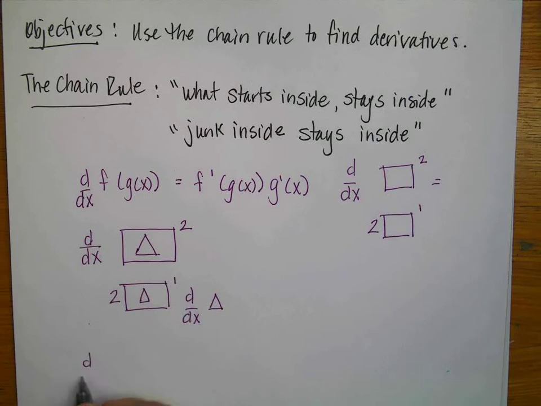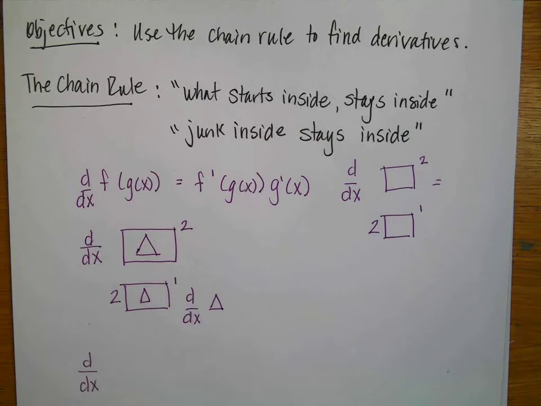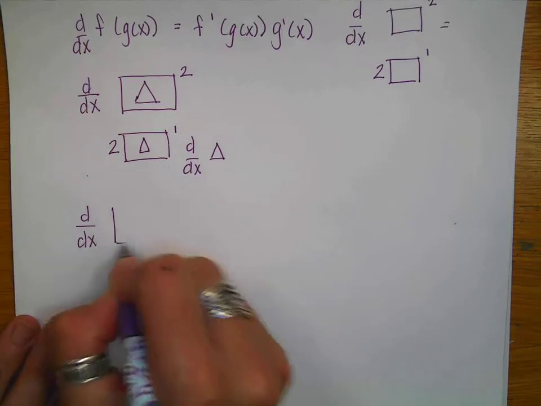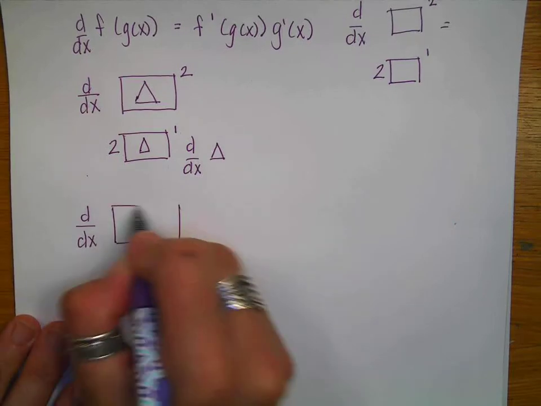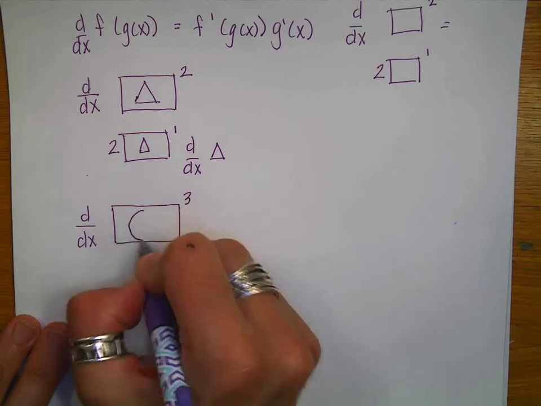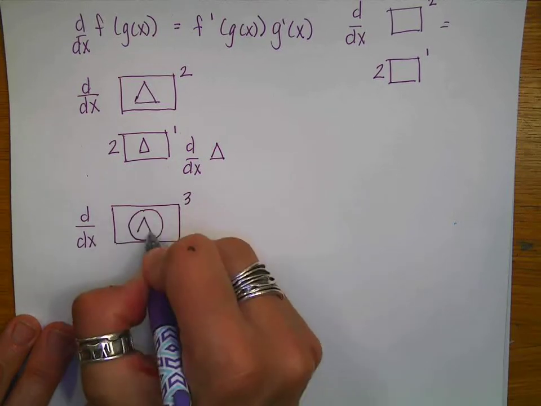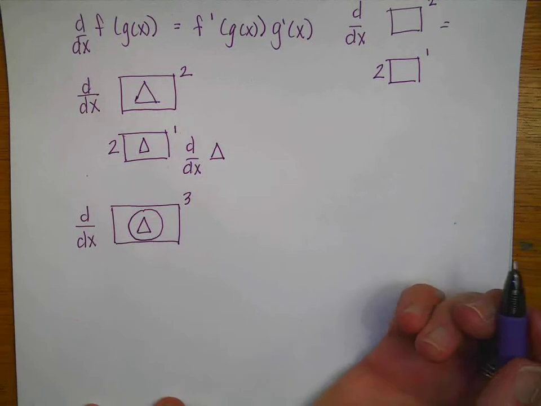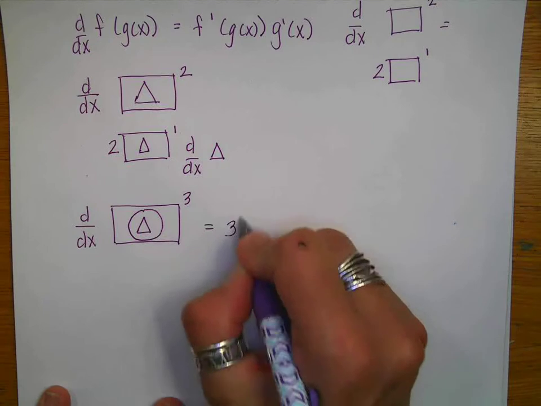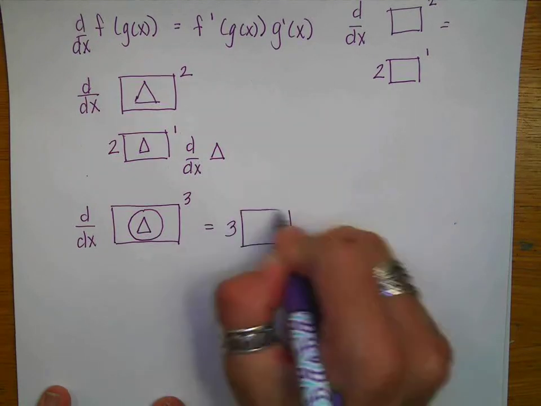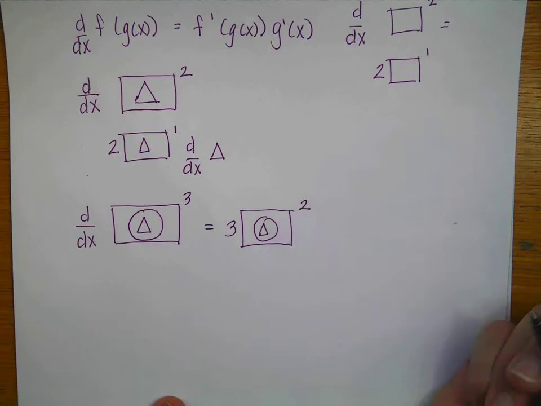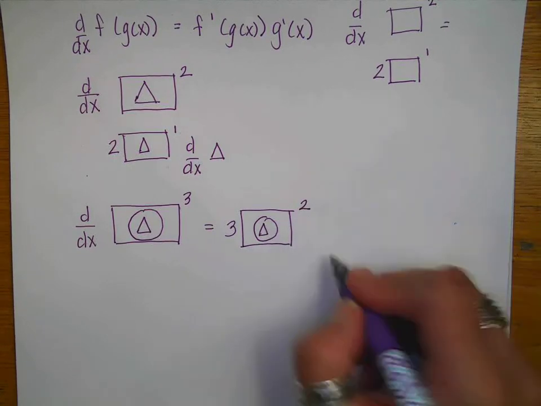Well, now let's make it a little bit more complicated, and let's do the derivative as I move my picture up. And let's do the derivative of a box. Let's say it's raised to the third power. Inside the box is a circle, and inside the circle is a triangle. So let's do the chain rule. So the derivative would be 3, and I would start with the whole thing, and that would be squared, and that's just the power rule.